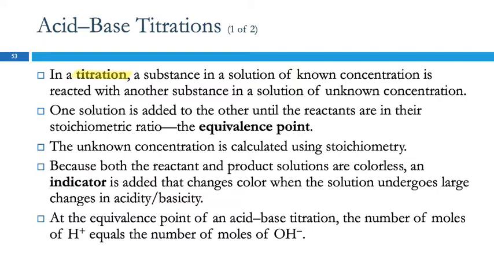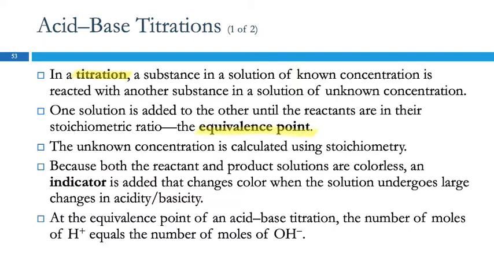But what happens in a titration is that we have a substance in a solution with a known concentration, and we react it with another substance where we don't know the concentration. The goal of it is to find the unknown concentration. We add one solution to the other until the reactants are in their stoichiometric ratio, and that's called the equivalence point.